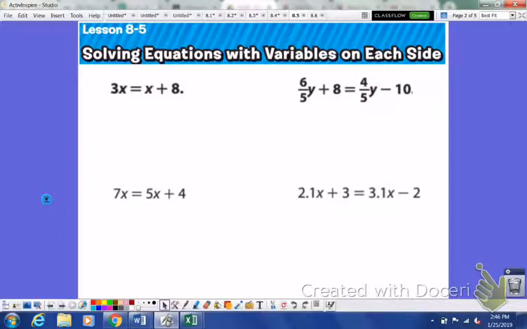Alright, so section 5, we're still solving equations, but this is the first time where we've introduced problems where we have a variable on both sides. So if we look at our first one, 3x equals x plus 8. When we solve an equation, our goal is to get the variable by itself. In order to do that, all of our variables need to be on the same side.